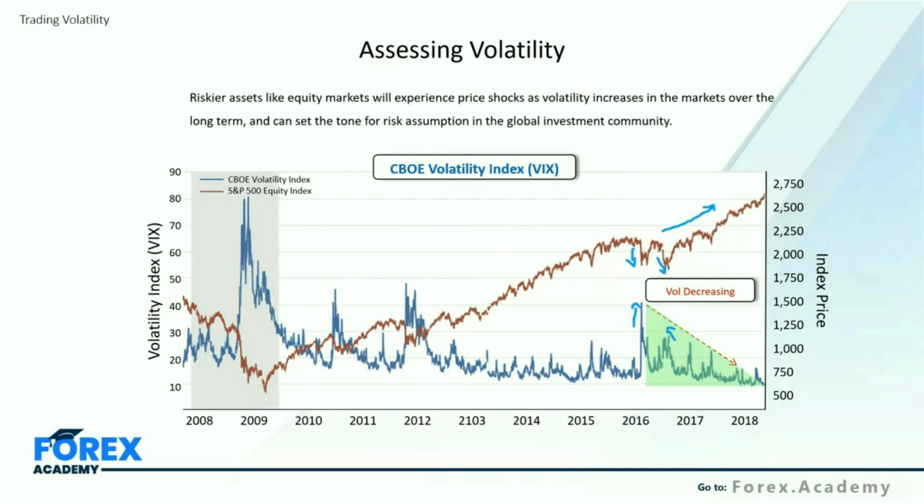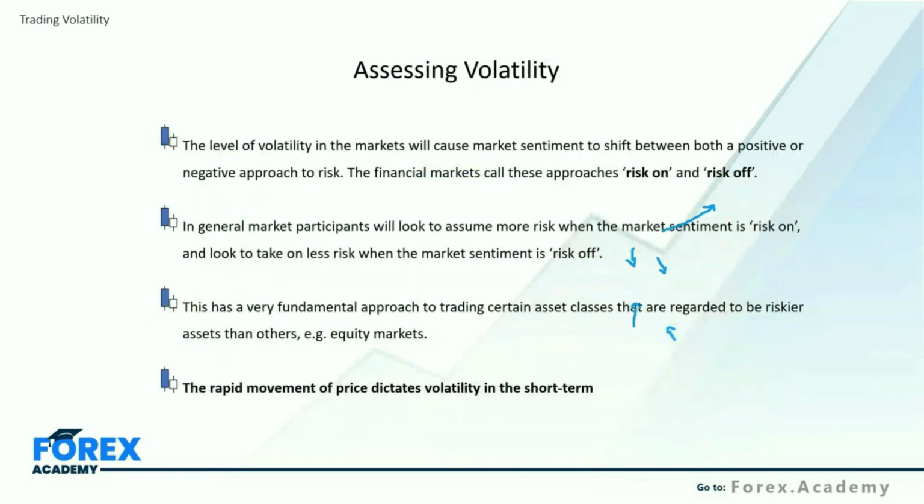This is all indicative of the amount of volatility or the amount of risk associated with trading the markets at any given period. So in assessing volatility, we know that the level of volatility in the markets will cause market sentiment to shift between both a positive or negative approach to risk. Now, in the financial markets or investment community, we call these approaches to risk a risk-on or risk-off approach. In general, market participants will look to assume more risk when the market sentiment is risk-on, and look to take on less risk when the market sentiment is risk-off.